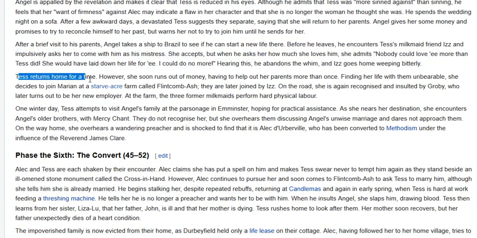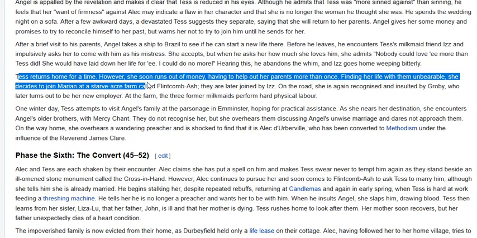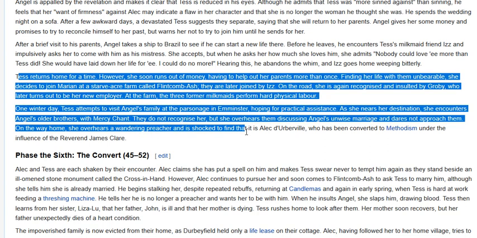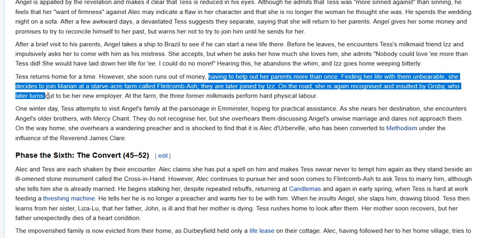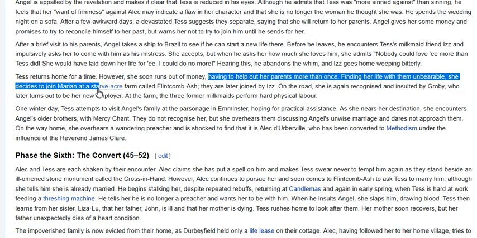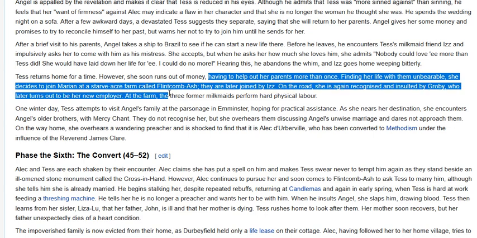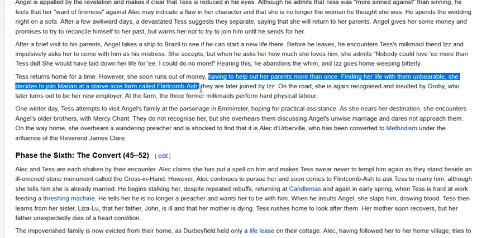Tess returns home for a time, however, she soon runs out of money. Having to help out her parents more than once, and finding her life with them unbearable, she decides to join Marian at a starve-acre farm called Flintcomb-Ash. They are later joined by Izz.